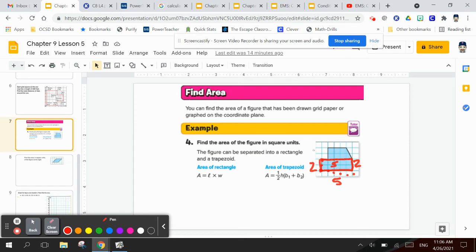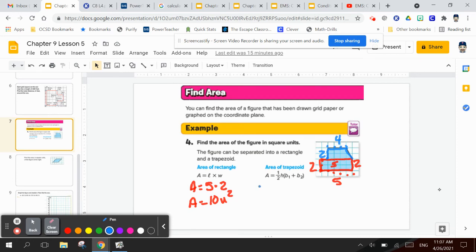I know that this part up here is a trapezoid. So I have base 1 being 5. The top, there's 1, 2, 3, 4. And the height is 2. So to find the area of my rectangle, I take length times width. So 5 is my length times the width of 2. The area is 10 units squared.